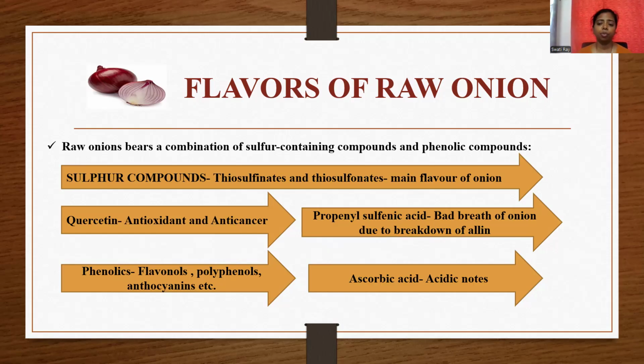Besides that, we have quercetin, which is an antioxidant and anti-cancer agent. And whenever we eat onion, we see that we have bad breath. This bad breath is caused by propenyl sulfenic acid, which breaks down and causes this particular breath to come out. Other than that, we have phenolics, which consist of flavonols, polyphenols, anthocyanins, etc. We have the acidic notes of onion, which are due to the ascorbic acid present inside the raw onion.